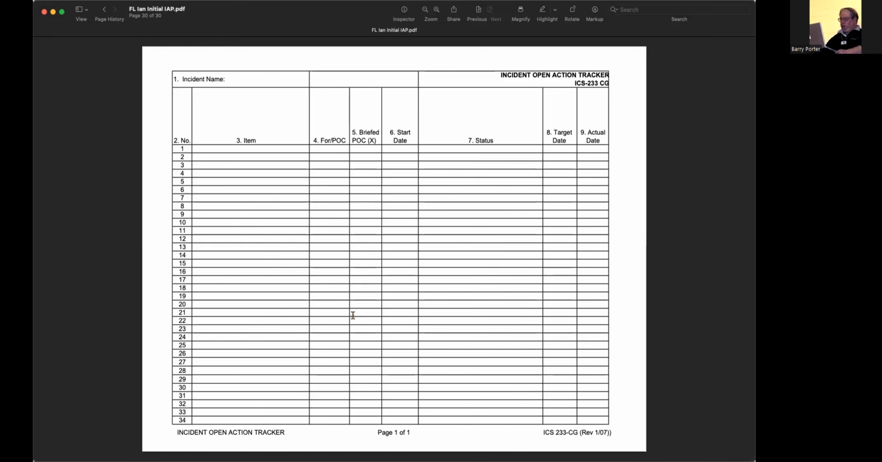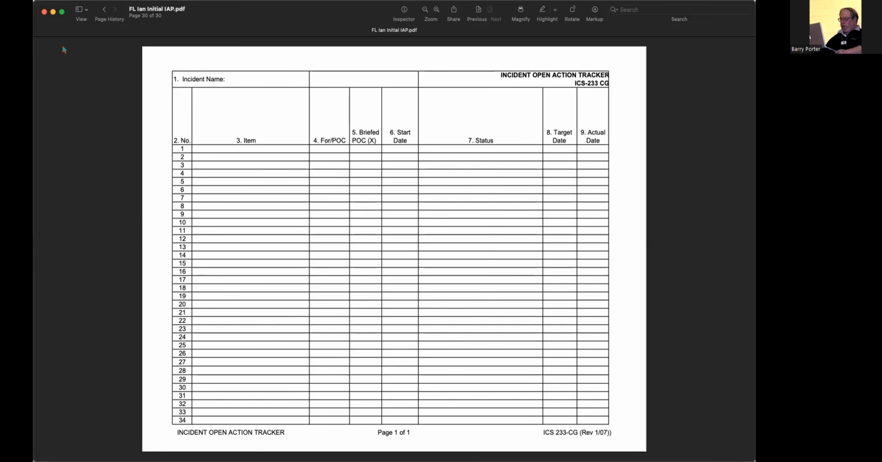If something happens, you put it on here and you track it. It makes it easier to track incidents. For example, the point of contact for the incident briefed, when it started, the status of it, the target date it started, and the actual date it started. This way you can track a specific incident that you're working on as a radio operator.